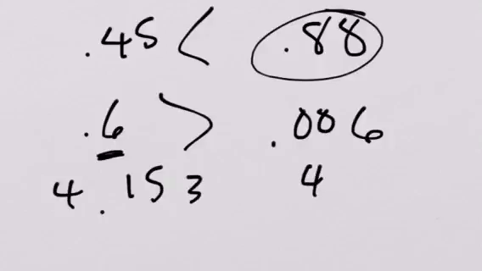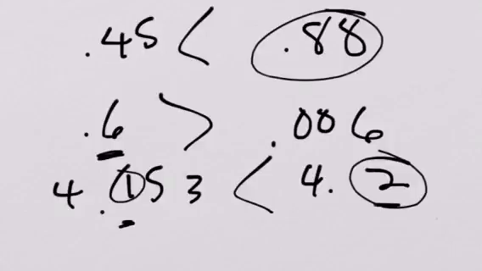If I have 4.153 and 4.2, then we need to see which one is going to be greater. And here we have 4.2, 4.15, and we know that the 4.2 is greater than the 4.15 because the 2 is greater than the 1.